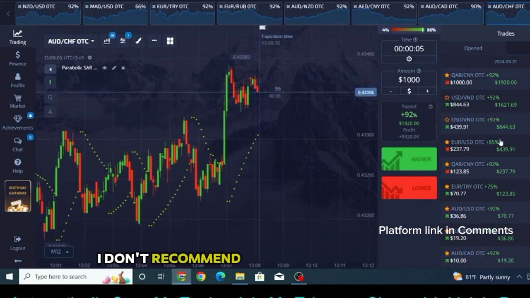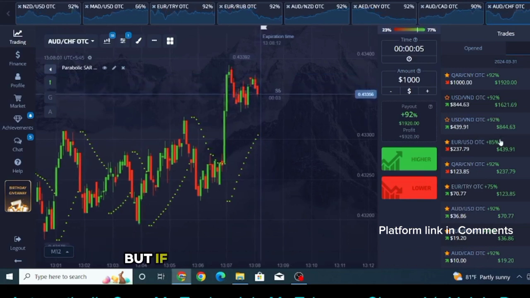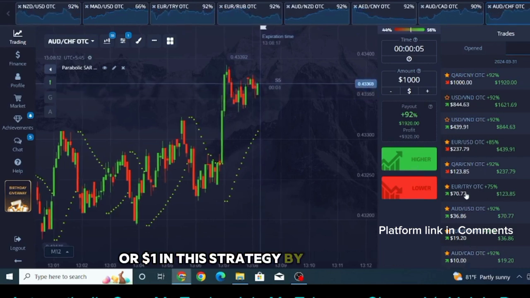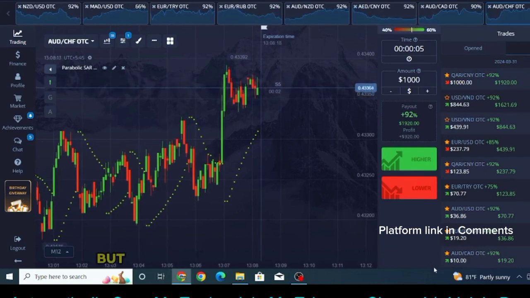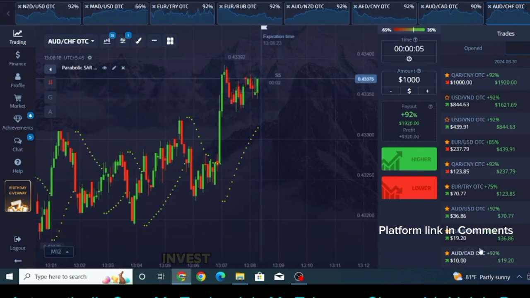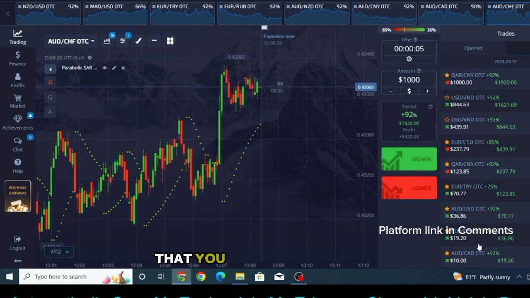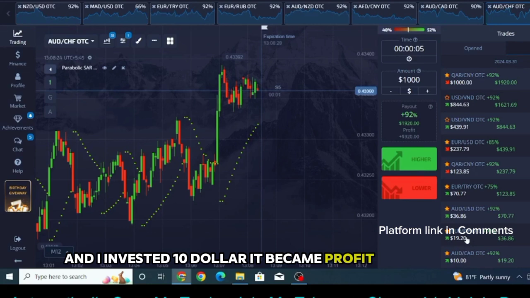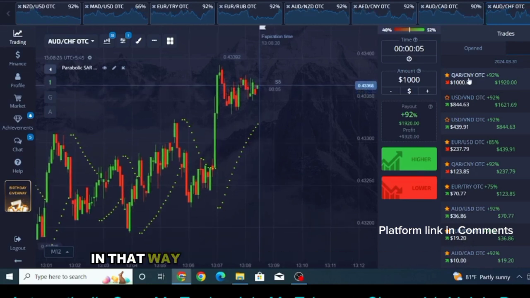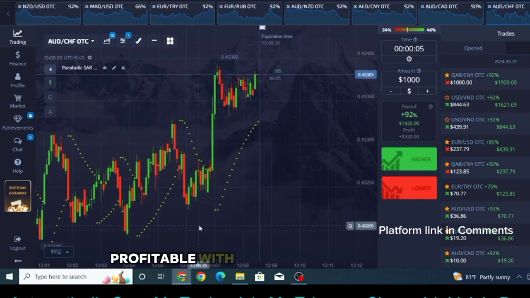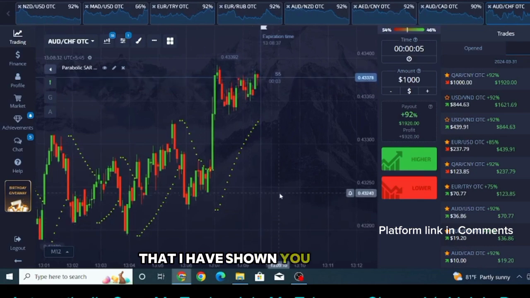Well, I don't recommend you use it in that way, but if you want to risk your $10 or $1 on this strategy by compounding, you can do it. But your whole capital can go to loss, so invest as little as you can afford to lose. I invested $10, it became profit, again this, again this, again this. In that way, I invested up to $1,000 and all of these 9 trades were profitable with this exact strategy that I have shown you right now.